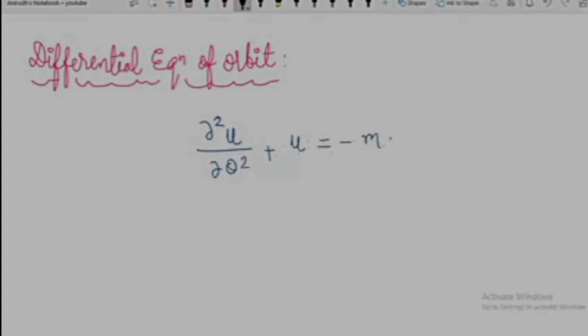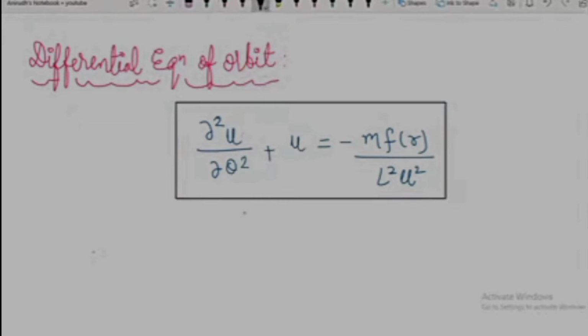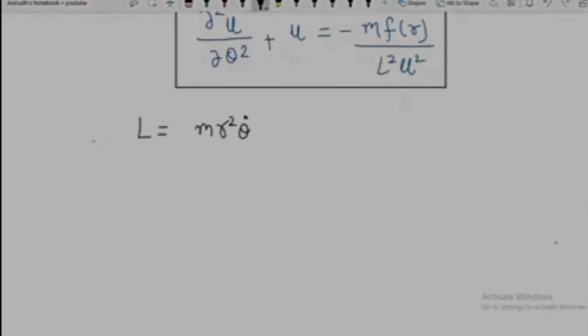d square u by d theta square plus u is equal to minus m f of r upon L square u square. So this is the differential equation of orbit. Here L is going to be m r square theta dot. Everything we are going to write here. Then u is equal to 1 by r.